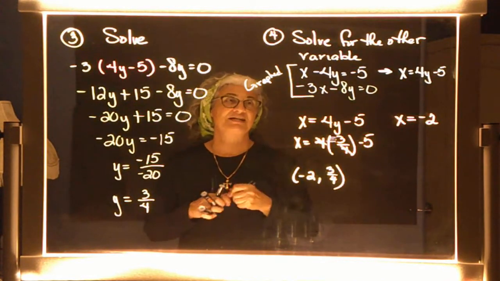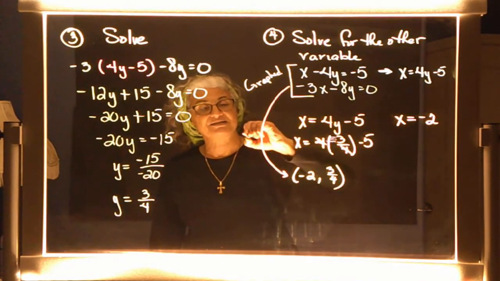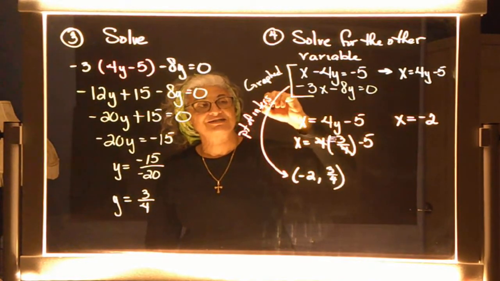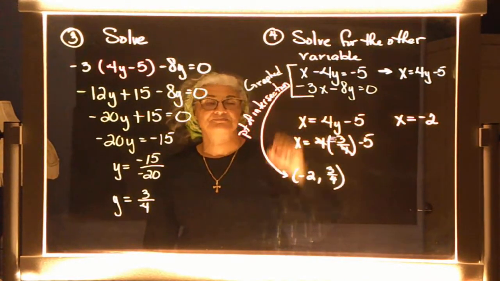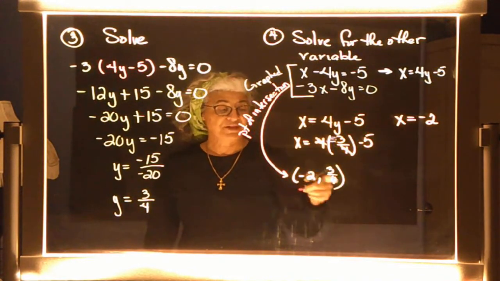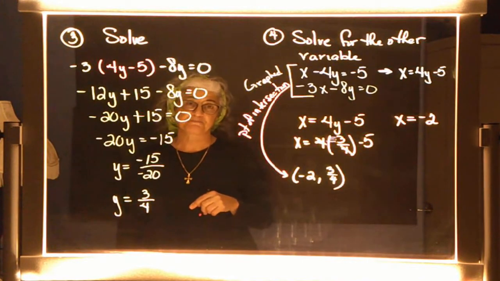Yes, some of you said it. That would mean that this point is the point of intersection. That's what that means. This point would be where these two lines would actually intersect each other.